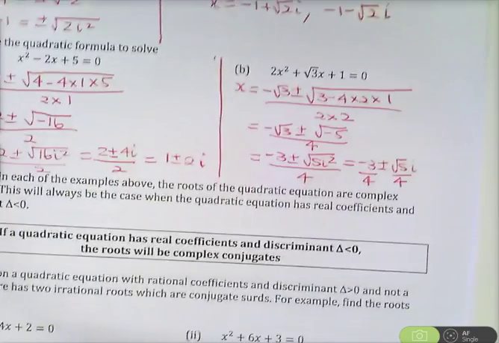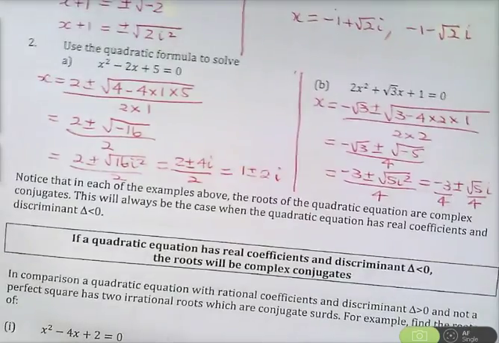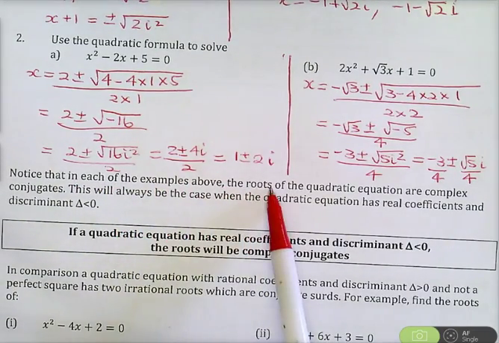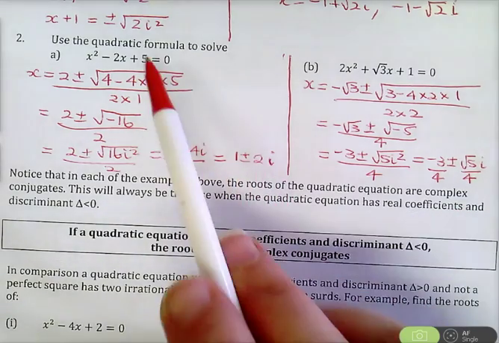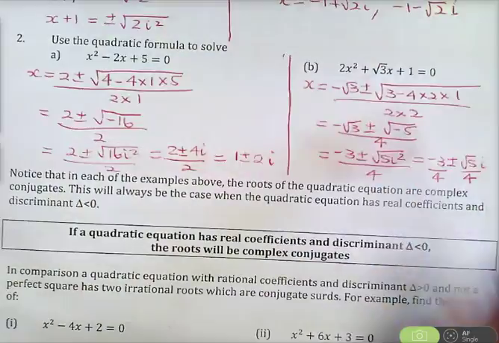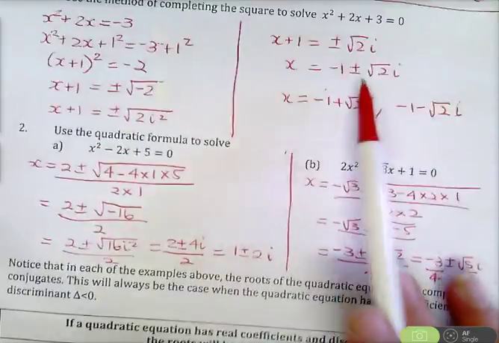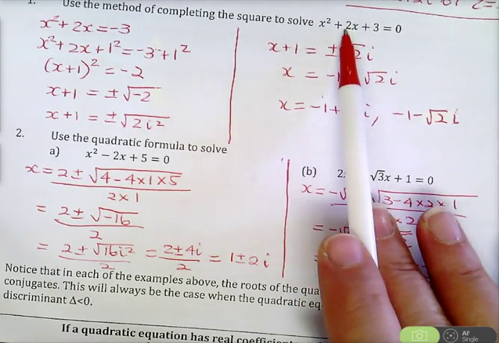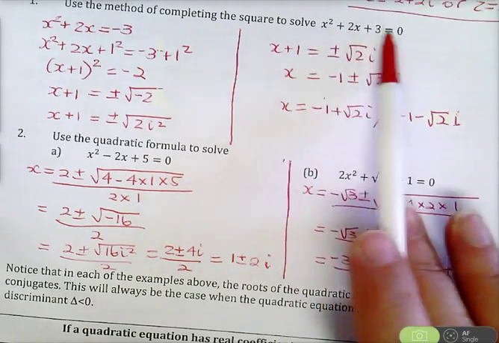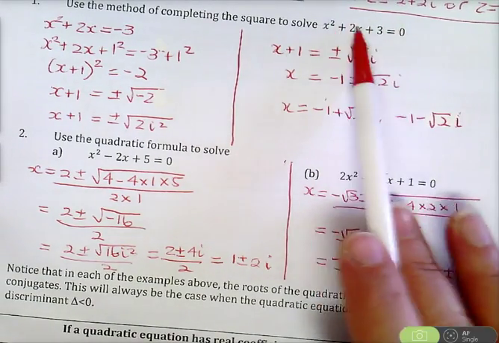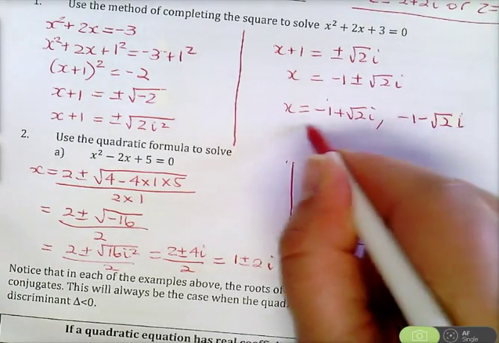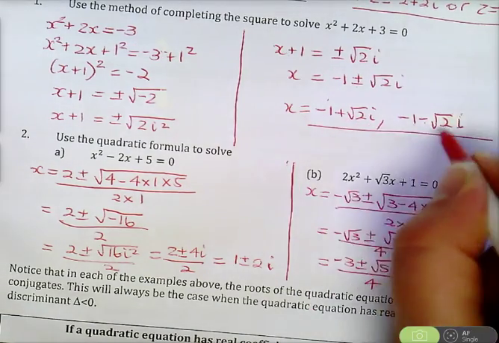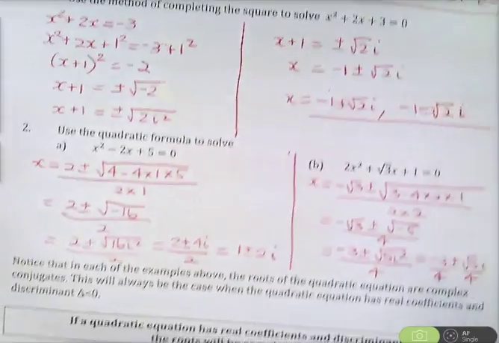Okay? Now, I know we've done these before, but I just want you to notice something. Notice that in each of these examples above, I end up with 2 solutions. So let's look at this first one. All the coefficients of the x squared and the x, so a, b, c, are all real numbers. And look at my roots, negative 1 plus root 2i, negative 1 minus root 2i. They're identical except this is a plus and that's a minus, okay?